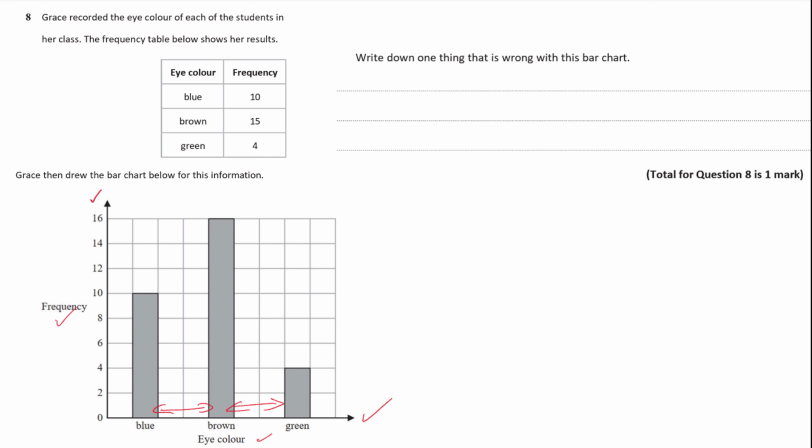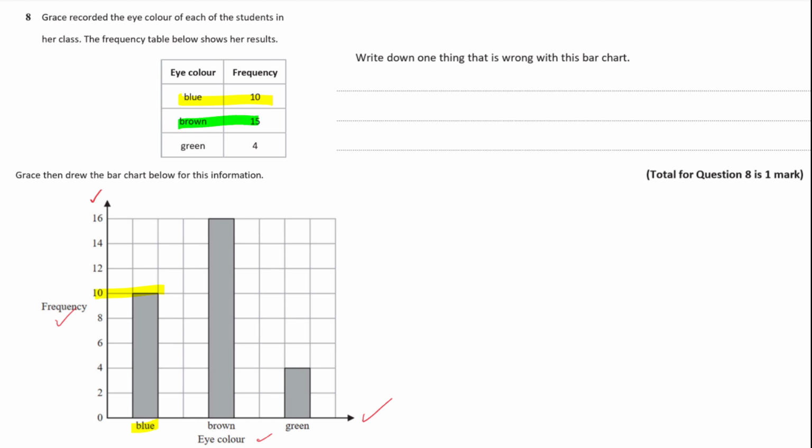So is it a problem with the actual data then? The bars are drawn properly. They're drawn with straight lines. They're shaded. They're spaced out. What about their heights? Let's have a quick check of the heights. So the first one should have been blue, which is a height of 10. Here's blue. Height is 10. That's no problem.